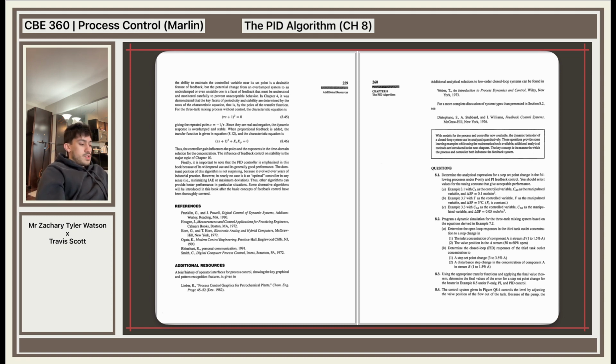When proportional feedback is added, the transfer function is given in equation 12, and the characteristic equation is as follows. Thus, the controller gain influences the poles and the exponents in the time domain solution for the concentration. The influence of feedback control on stability is the major topic of chapter 10. Finally, it is important to note that the PID controller is emphasized in this book because of its widespread use and its general good performance.